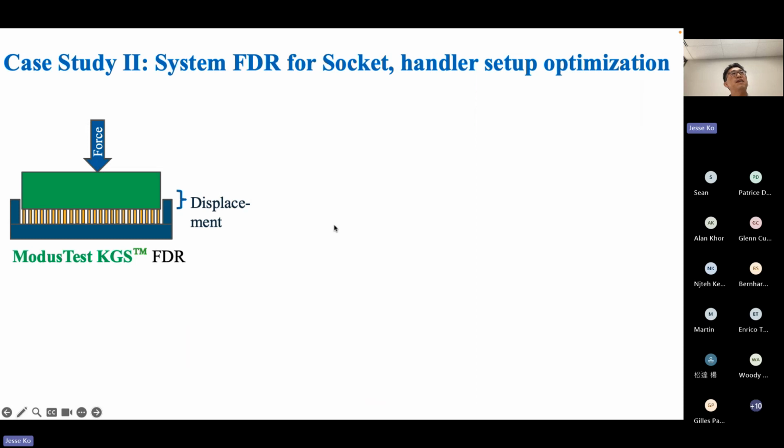Moving on to the second test case study. This is called System FDR for Socket Handler and Setup Optimization. For those of you who are not familiar with the FDR test, basically you are putting a force on your socket, compressing and actuating the socket or the pins, and there's a displacement as you push this down. Then you measure the resistance of each pin. That's how the test is performed.